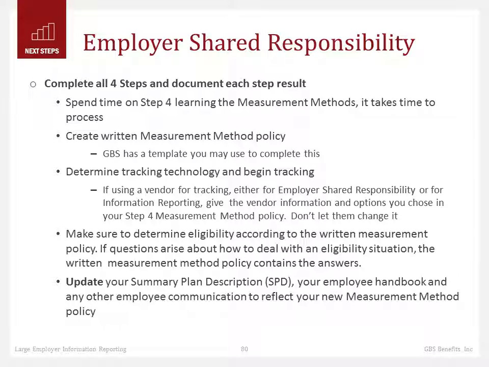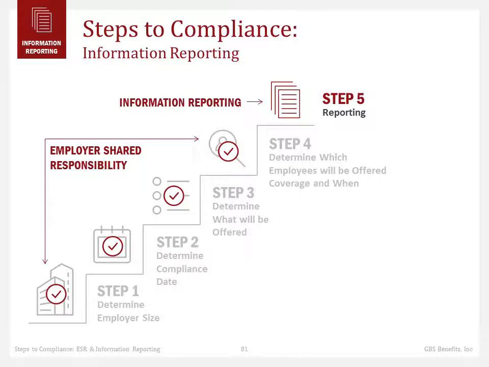And even if you don't have questions, make sure you're actually applying it. I've talked to some who go through the whole process, do their measurement method policy, finish all of step 4, and then they're still applying their old policy, that was prior to this. So you have to actually implement this process. And then make sure you update your summary plan description and any kind of employee communication so that your employees are notified of how they can become eligible.